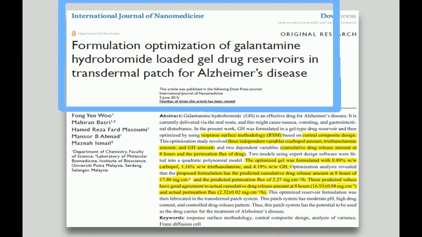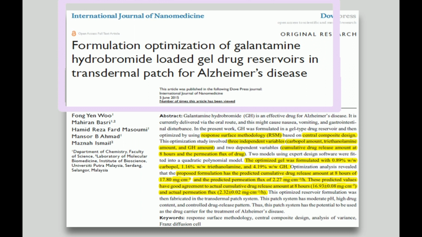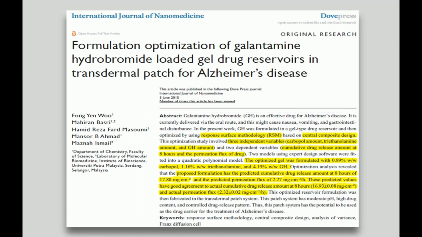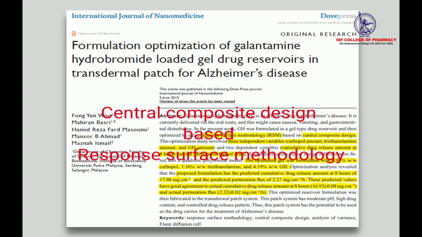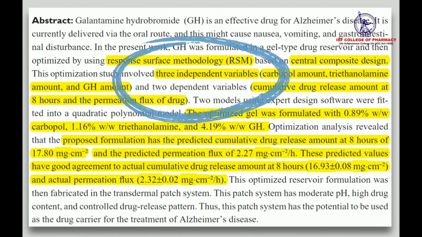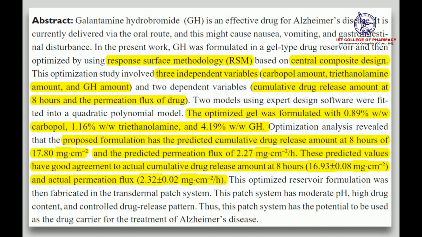The title of this case is Formulation and Optimization of Galantamine Hydrobromide Loaded Gel Drug Reservoir in Transdermal Patch for Alzheimer's Disease. This investigation was done by Wu et al. in 2015. The authors have used central composite design based response surface methodology for the optimization of experimental conditions of galantamine hydrobromide transdermal patches. Based on the independent variables and dependent variables, a 3-factor 2-level experimental design was used. Change in the independent variable leads to the variation in dependent variables or critical quality attributes.